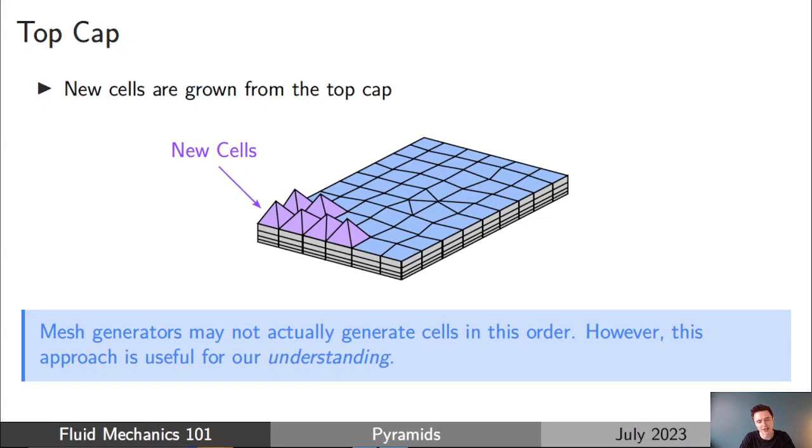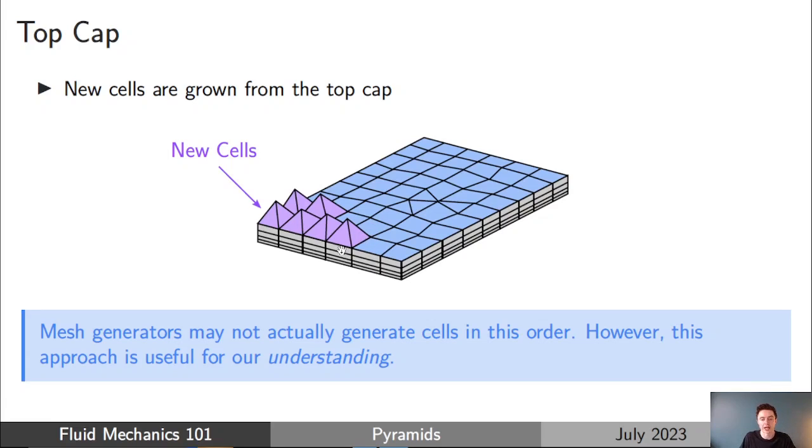The key to understanding is that new cells are going to be grown from the top cap out into the volume. You can see these cells highlighted in purple there. It's the growth of these cells into the volume that's ultimately going to allow us to transition from the layers into the volume mesh. A small side point: mesh generators may not actually generate the cells in this order. They may use different algorithms for creating layers and the transition, and I'm not going to be covering those today, but this approach is useful for looking at a mesh and understanding where the cells come from and why they're there.